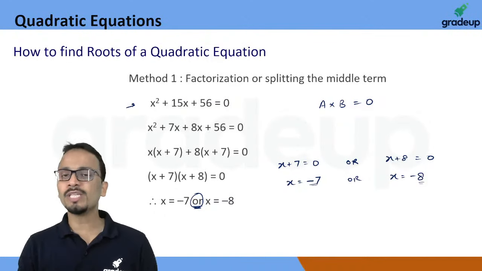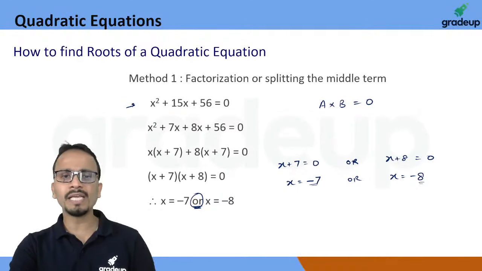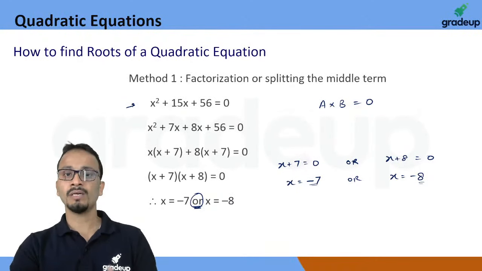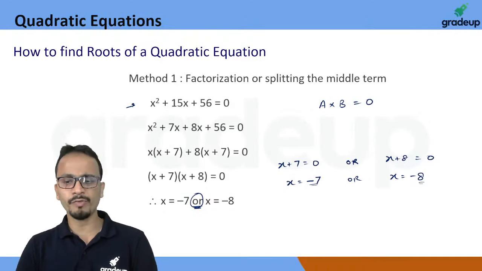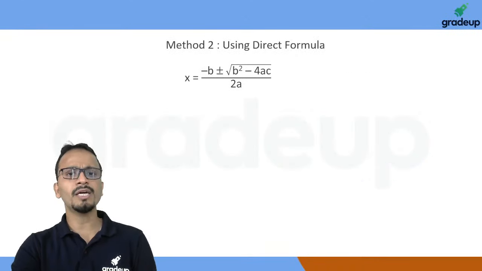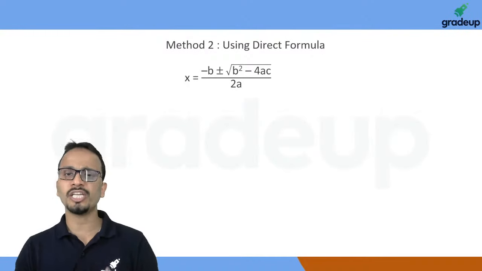Now let's move on to the second method. The second method is the direct formula, which is applicable in each and every case. The first method has some limitation. It cannot be applied everywhere. But the second method doesn't have any limitation. It is applicable everywhere.